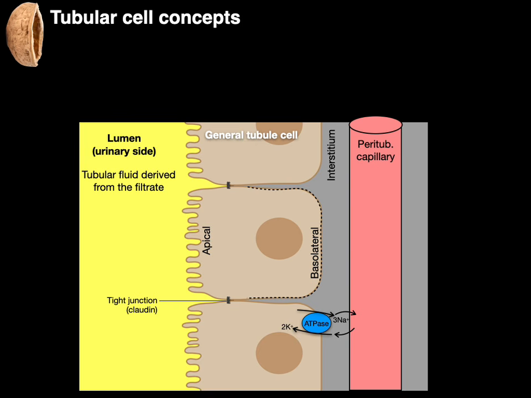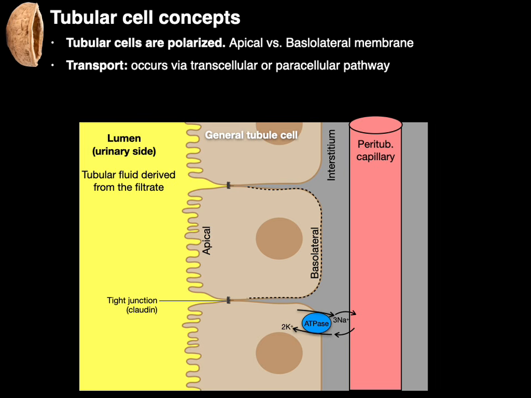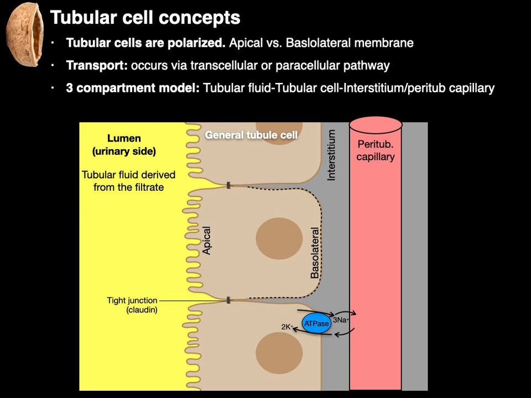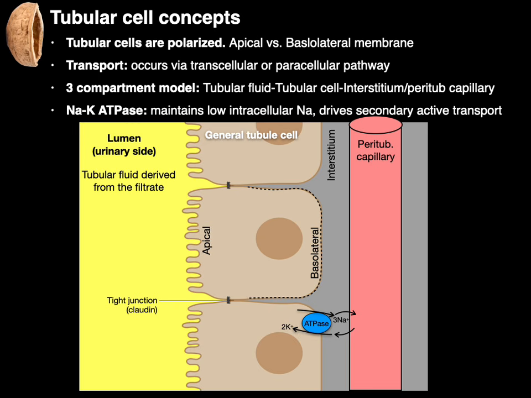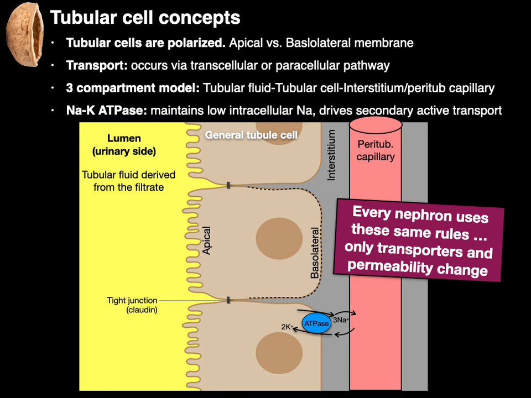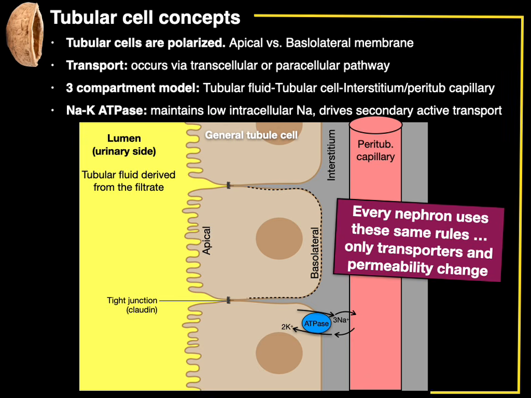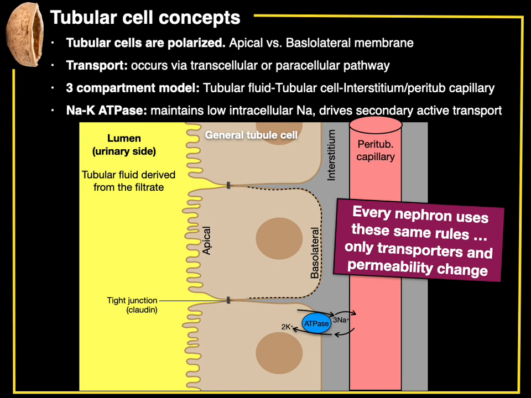So, some tubular cell concepts. Tubular cells are polarized, with an apical versus basolateral membrane. Transport occurs via the transcellular or paracellular pathway, and there's a 3-compartment model: tubular fluid, tubular cell, and interstitium and peritubular capillary. And the sodium ATPase maintains that low intracellular sodium and drives secondary active transport. Every nephron uses these same rules. Every tubule uses these same rules. Only transporters and permeability change. And that, my friends, is tubular cell concepts in a nutshell.